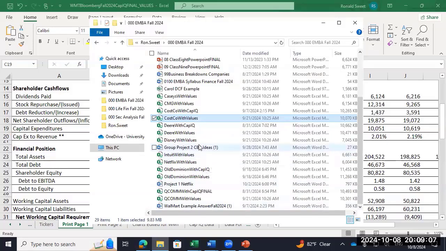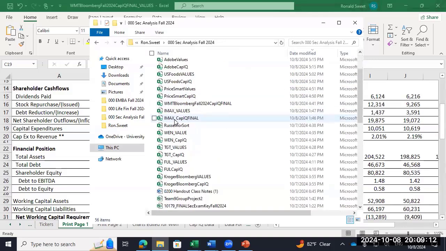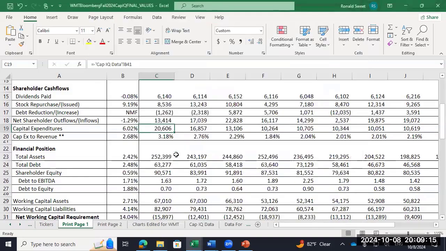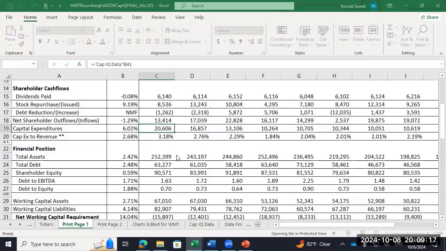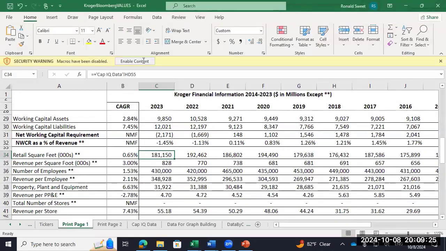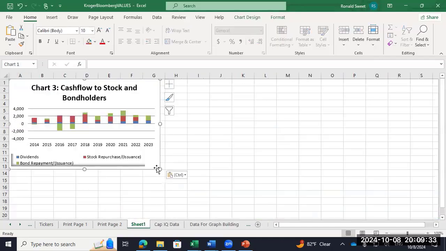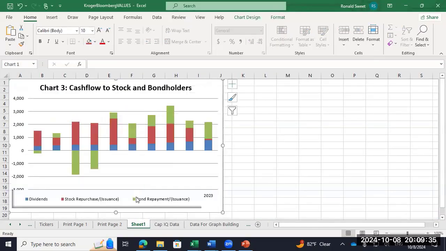All right, I'll do one more here. I don't think I have Kroger loaded, so I can't. Oh, yeah, I do. Now, Kroger, we know, has been borrowing a lot of money, and it's probably going to show up in the numbers. So yeah, they borrowed a tremendous amount of money back here. They have been consistently paying it down, so that's good.